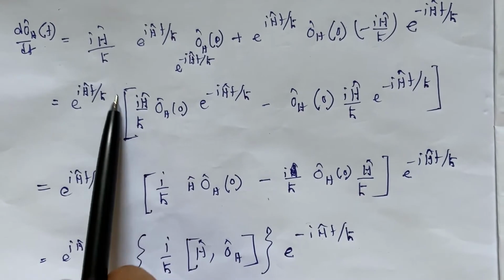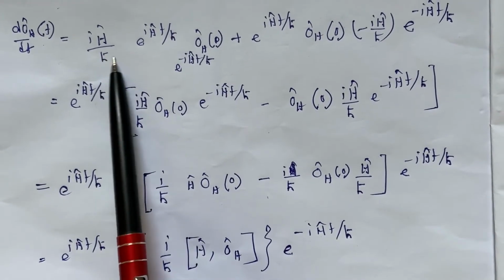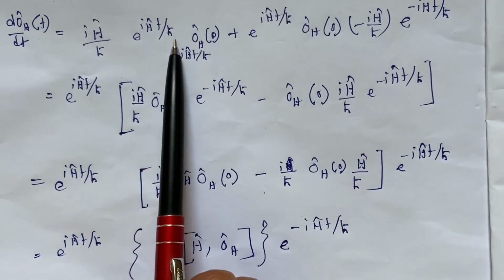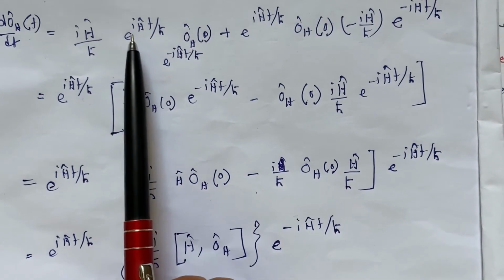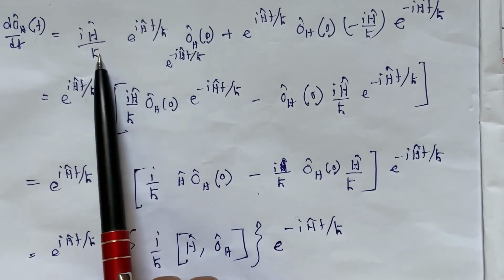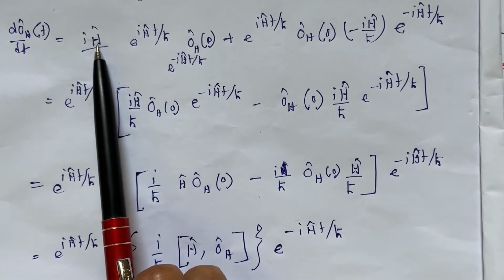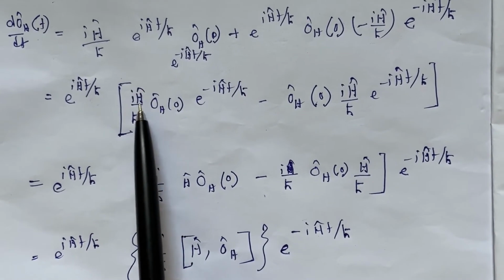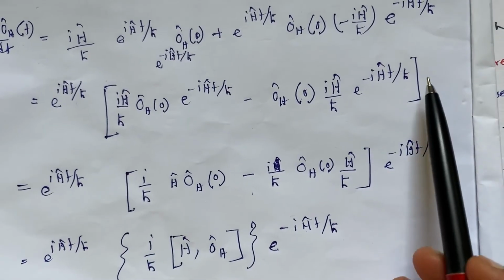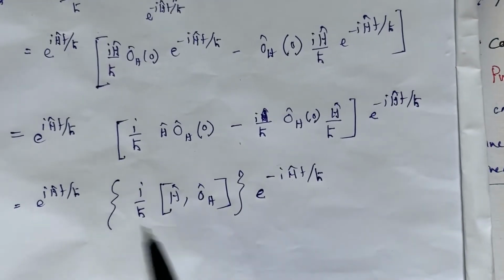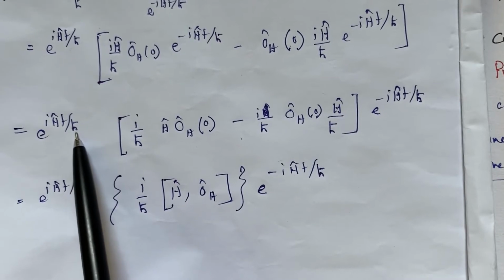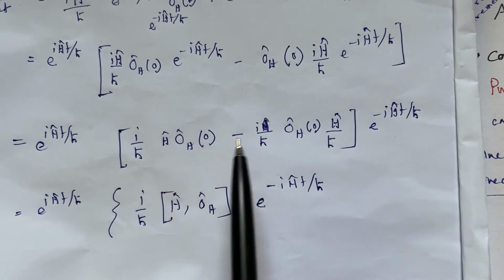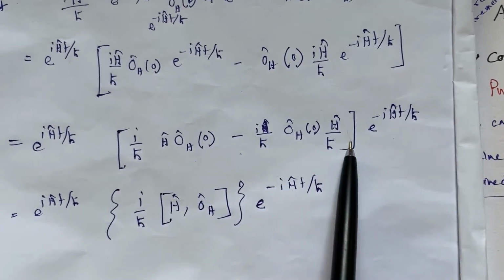So the derivative of this gives me this, and just after some algebra and shuffling of the terms, I have obtained this. I have just switched the position of iH by h cross and e to the power iHt by h cross, because this is the Hamiltonian and this is a function of the Hamiltonian, so they must commute with each other. So I can write this H on the right hand side of this e to the power iHt by h cross. This is exactly what I have written here. And now I write e to the power iHt by h cross on the left hand side, and on the right hand side e to the power minus iHt by h cross. So within this parenthesis we have this relation.